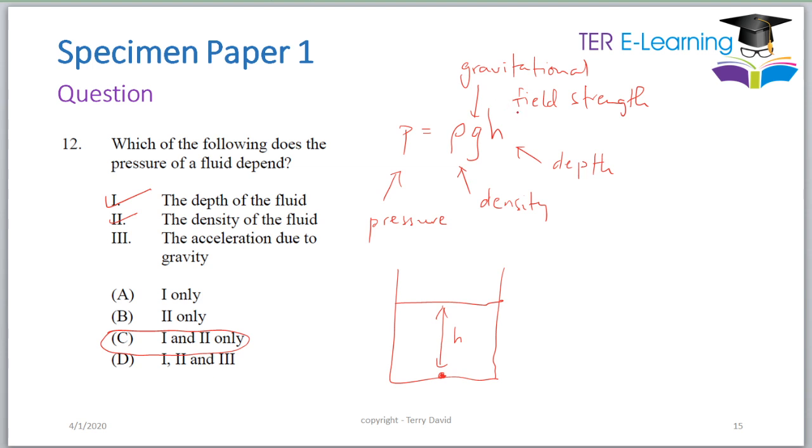In the formula, g is gravitational field strength, and that is given as 10 newtons per kg, right? That's what it is. In this question, they are saying acceleration due to gravity, which is really 10 meters per second squared. In the formula, what we are talking about is gravitational field strength, right? So the answer is really C.